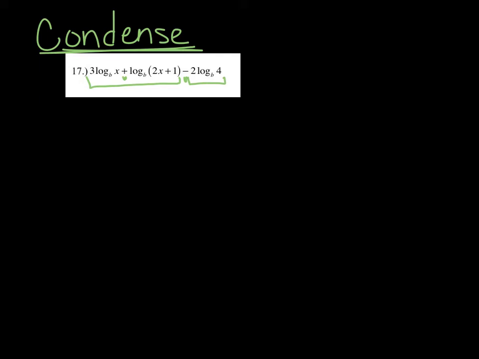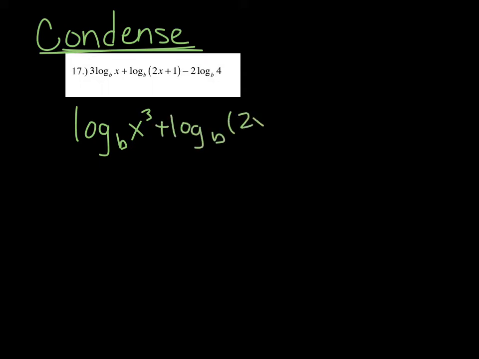So what I do, I'm going to move my coefficients out in front, because those coefficients out in front are really supposed to be the exponents. So I'm going to move this 3 and this 2 to be exponents. So we're going to make this log base b of x cubed plus log base b is still 2x plus 1 minus log base b of 4 squared.